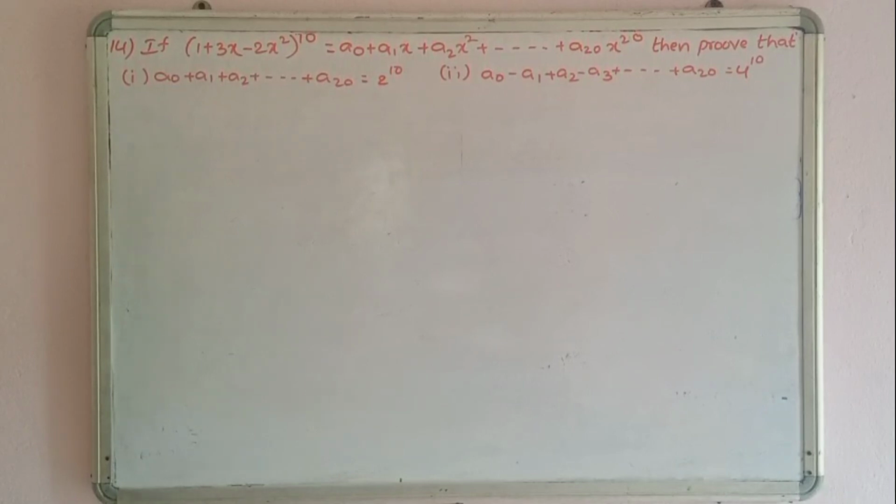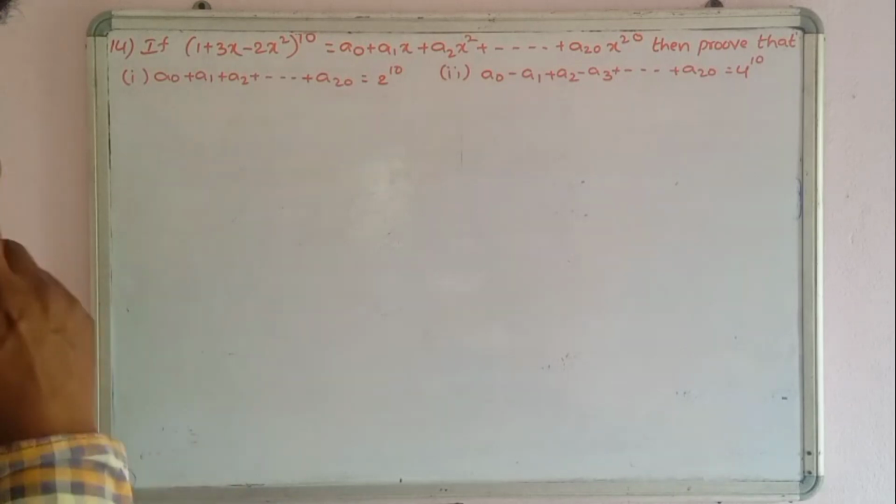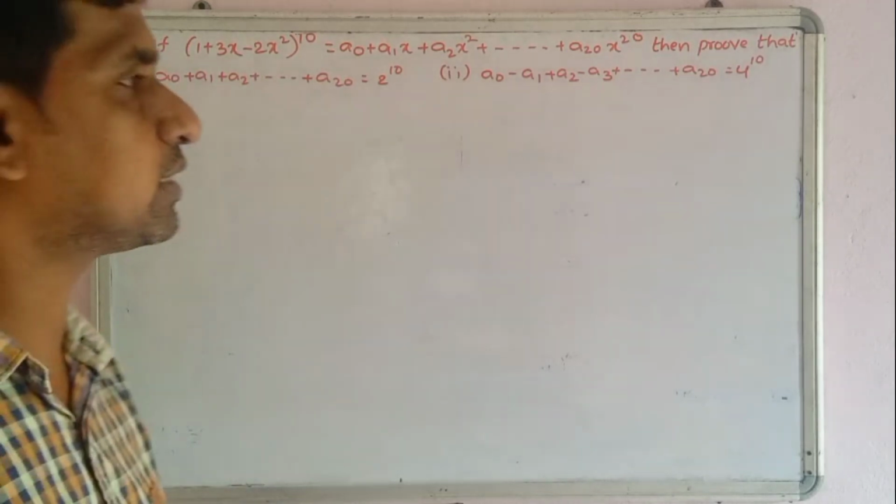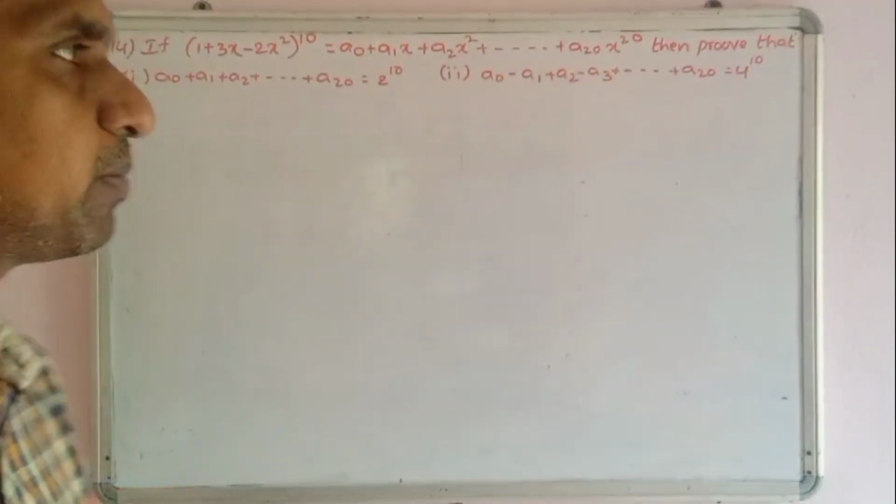If (1 + 3x - 2x²)^10 = a0 + a1x + a2x² + and so on up to a20x^20, prove that a0 + a1 + a2 + and so on up to a20 = 2^10, and a0 - a1 + a2 - a3 + and so on up to a20 = 4^10.